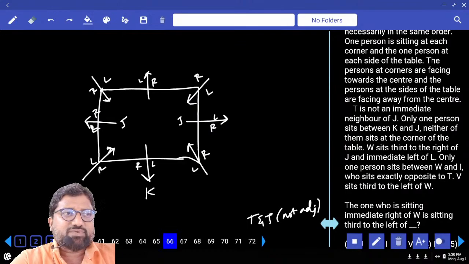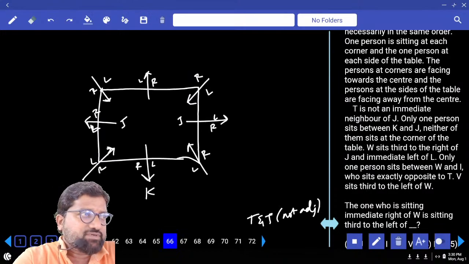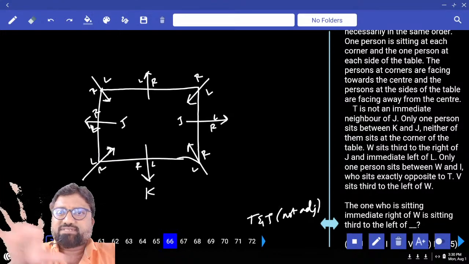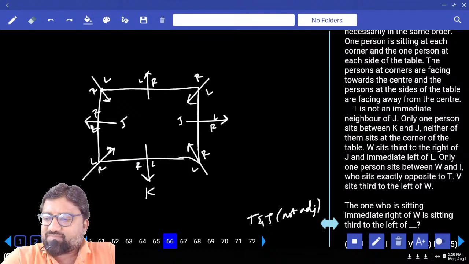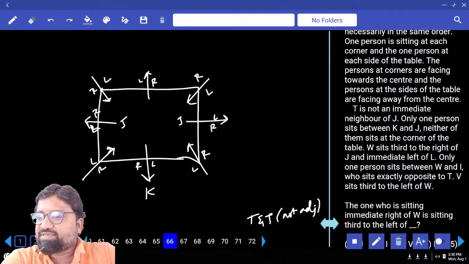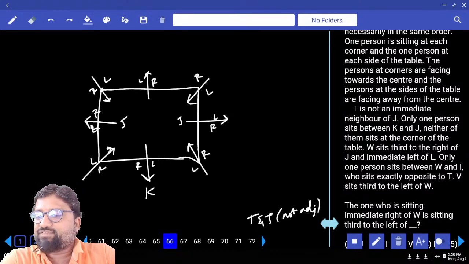I'll wait. I'll read some more lines, and if I can find anything about J, it would be good. Or else based on those clues, we will decide the position of J. W sits third to the right of J and immediate left of L.